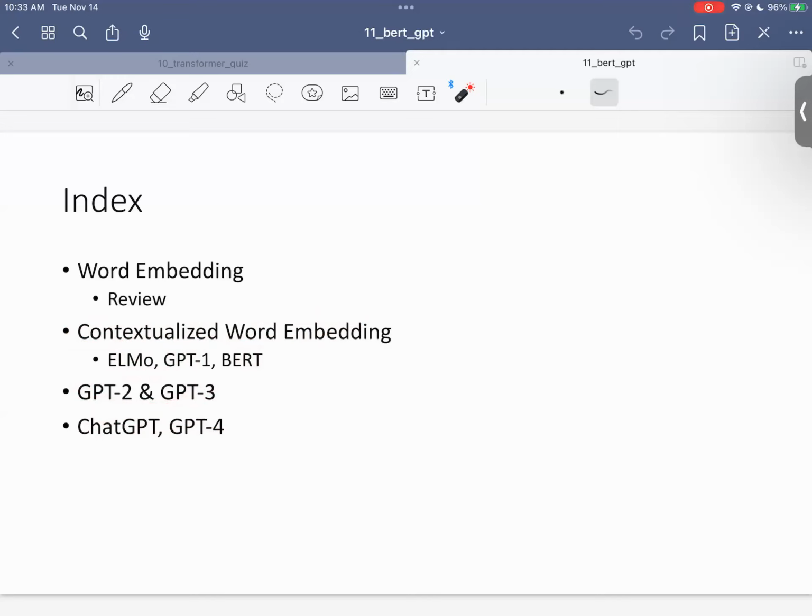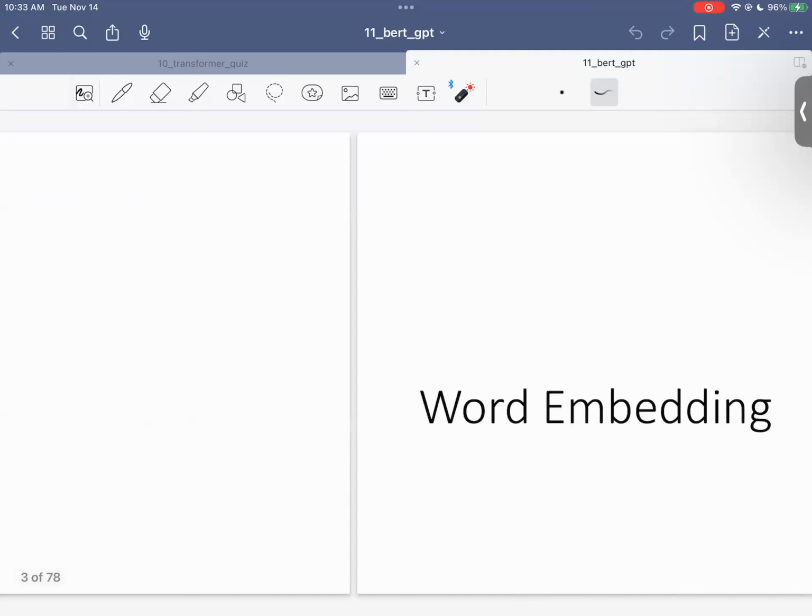Today's talk will be a bit more conceptual rather than technical, because we've already learned everything there is to learn about understanding BERT and GPT. They're all based on transformers, and we already talked about decoding and encoding. So it's just an application of that.